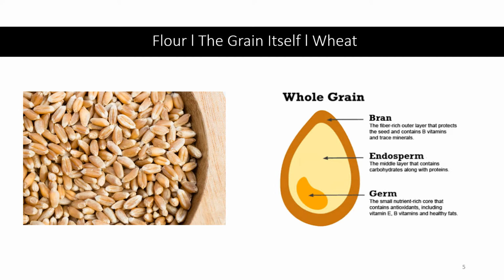And then we also have the germ, which is that little orange section, and this is just a little nutrient-rich core that contains antioxidants like vitamin E and then more B vitamins, as I discussed in the bran, as well as healthy fats. So another important thing that the seed includes is enzymes, which can help break down the starches, proteins, and fats within the seed as it grows into simpler substances that the plant can use for metabolism.